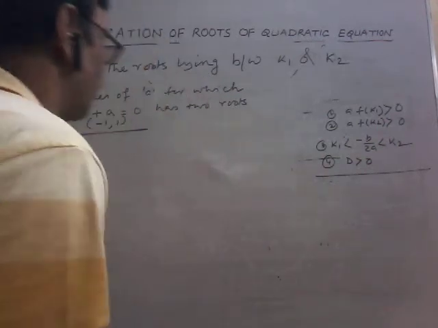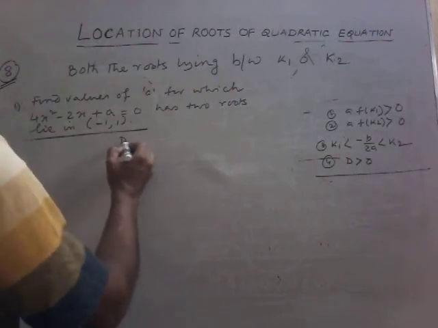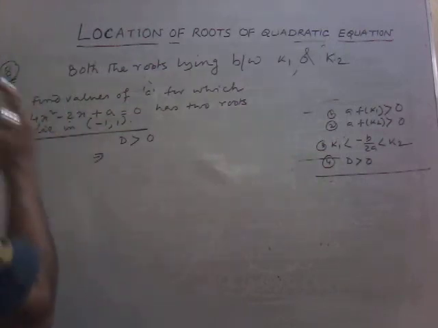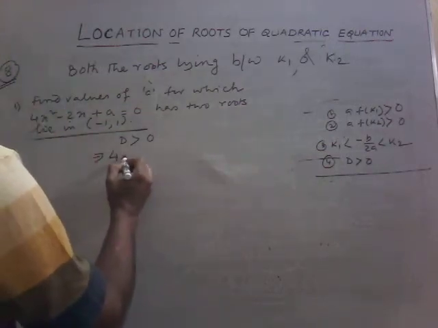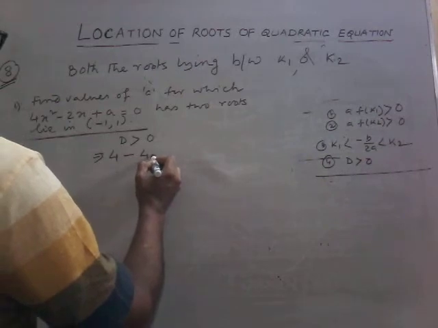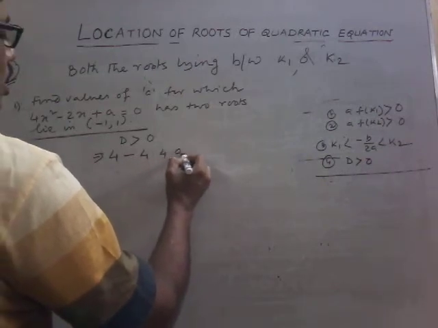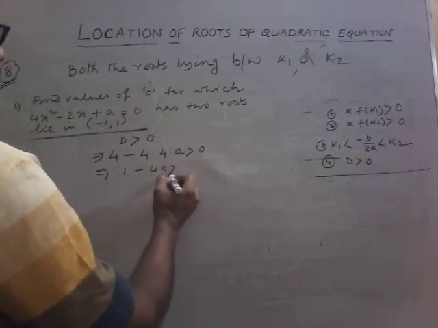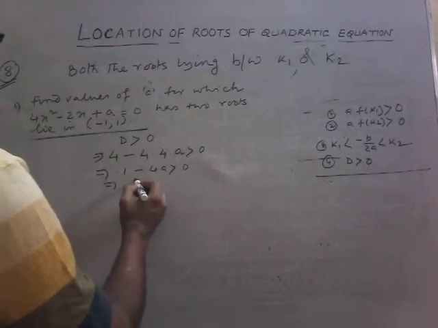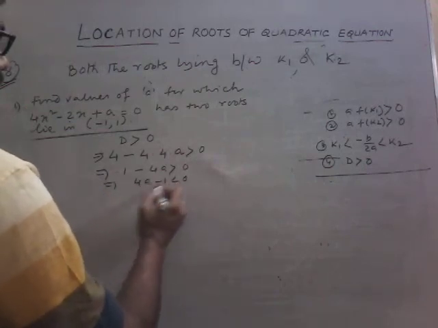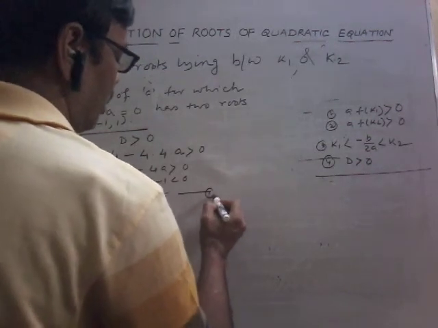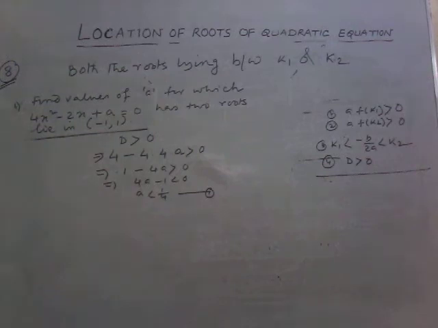So look, D greater than 0. What is D? 4 minus 4 into 4 into a greater than 0. So 1 minus 4a greater than 0. So 4a minus 1 less than 0. So a less than 1 by 4. We are getting one condition: a less than 1 by 4.